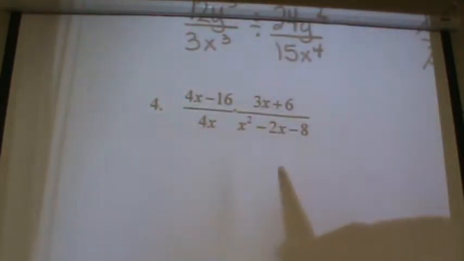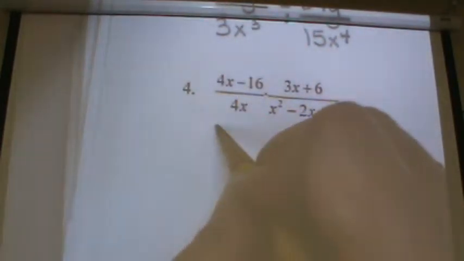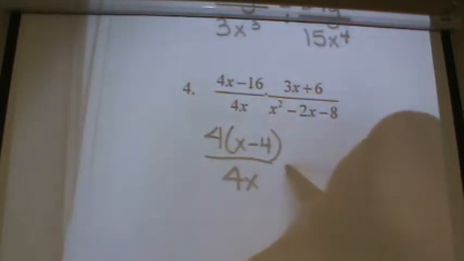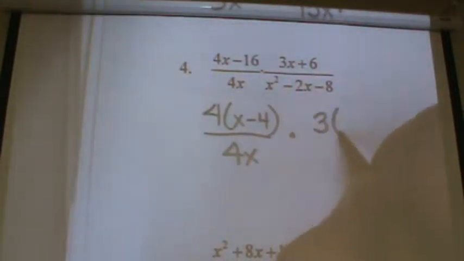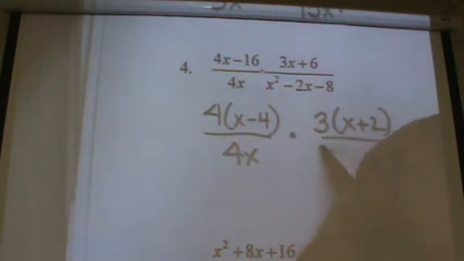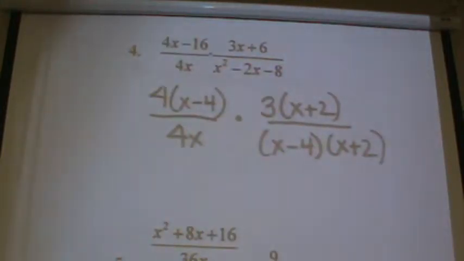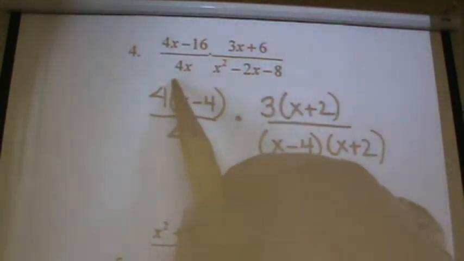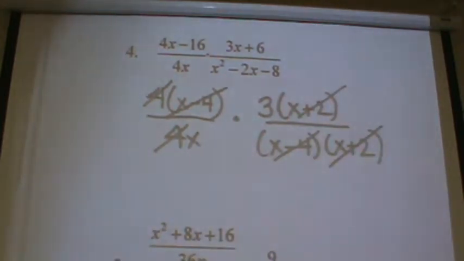Okay, number 4, what do you factor in the numerator? This is just a multiplication problem. What do you factor here? How about this, 3x plus 6? How do you factor the bottom? Okay, what cancels? Yes, these 4's can cancel. X minus 4, x plus 2. What's your final answer? 3 over x.